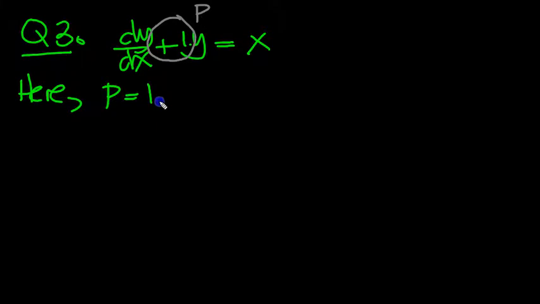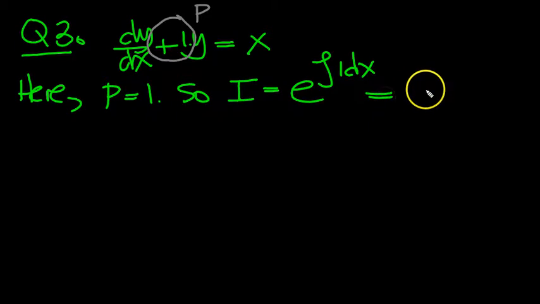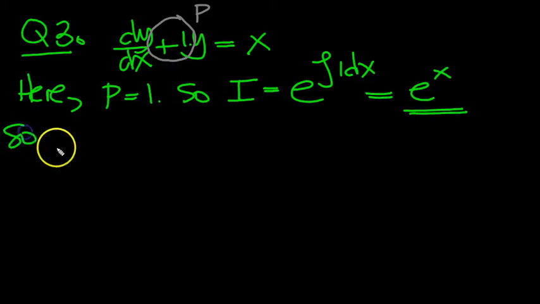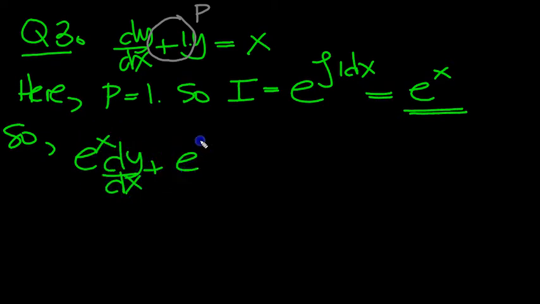p equals 1. So our integrating factor equals e to the integral of p dx, isn't it, which is the integral of 1 dx. And 1 integrates to x, so we end up with e to the x, don't we, as our integrating factor. So let's multiply throughout by this. So e to the x dy/dx plus e to the x times y is equal to x e to the x.